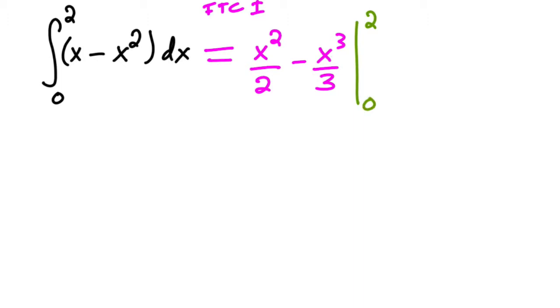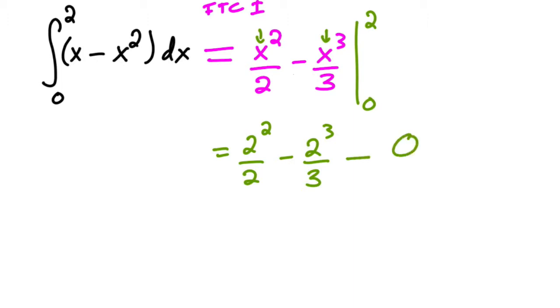top minus the bottom. So then you plug in 2 into these, which is going to give you 2 squared over 2 minus 2 cubed over 3. And then minus, you plug in 0, but that's just going to equal 0 in this case. And so here you have 2 minus 8 thirds, and 2, well, that's 6 thirds, so that's going to be negative 2 thirds.